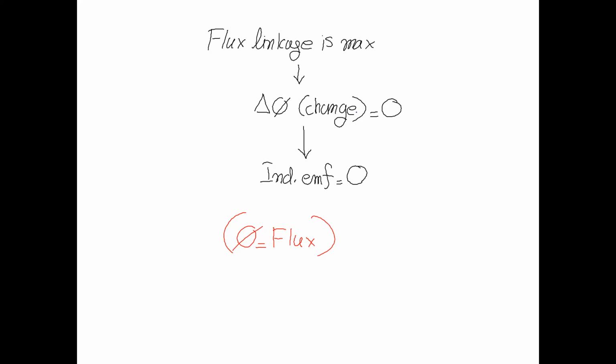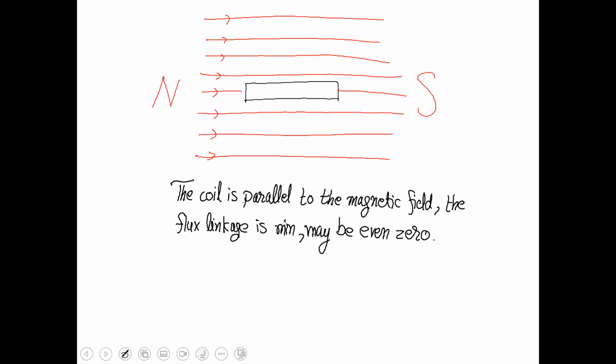Look at the next possible situation. Now the coil is parallel to the magnetic field. The flux linkage is minimum, maybe even zero. You have to copy this screen.